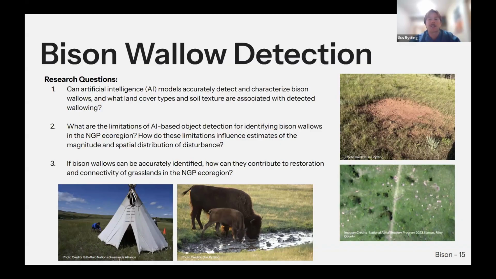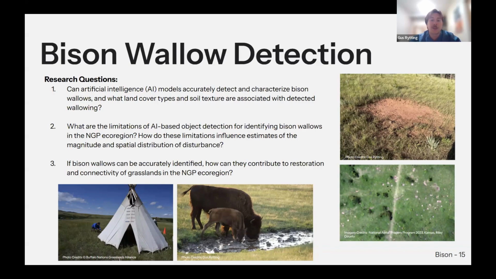So this project asks 3 main questions. Can AI help automate that process? And the 3 questions that were asked were, can AI accurately detect bison wallows from high resolution imagery? What are the limitations of using AI for this type of detection? And how can this information support restoration and management decisions?